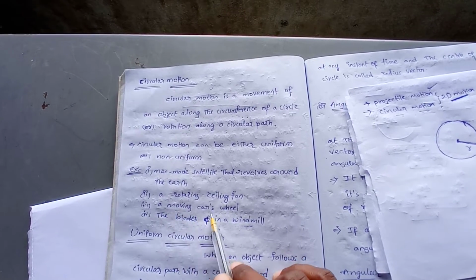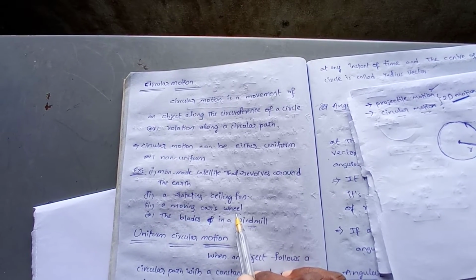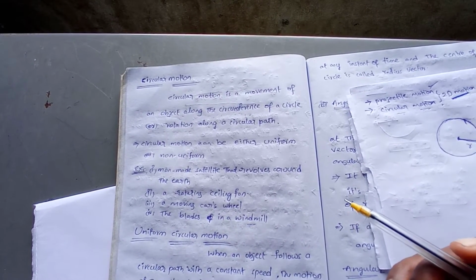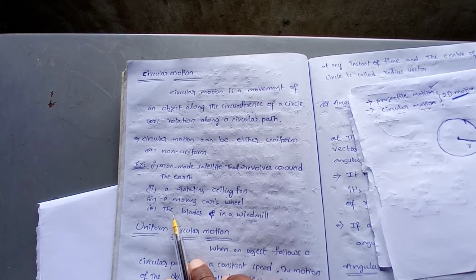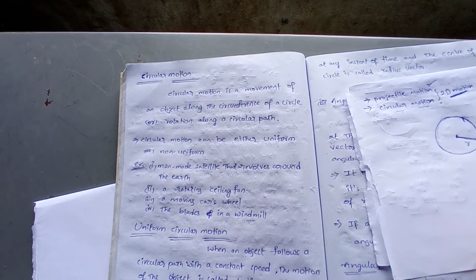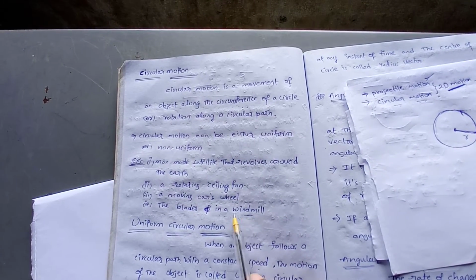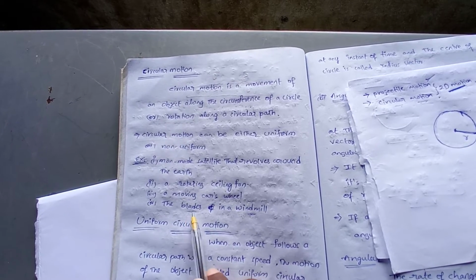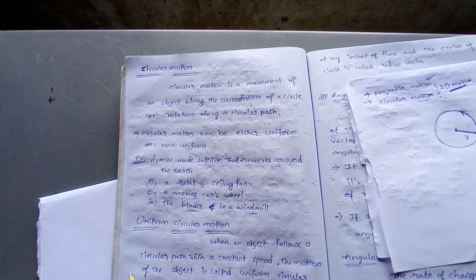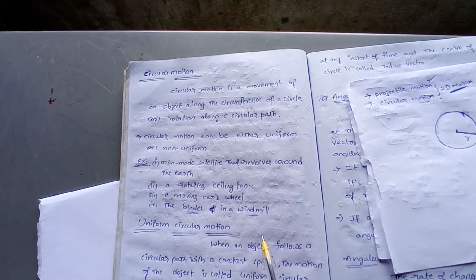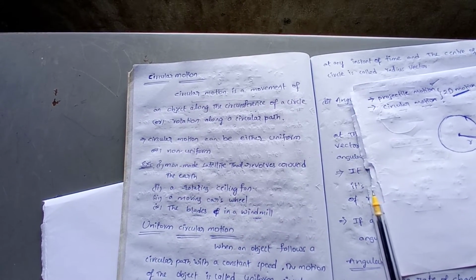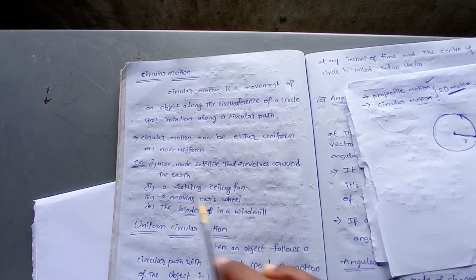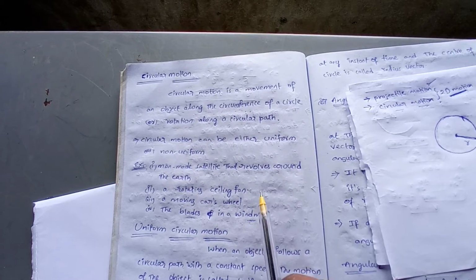The third one is a moving car's wheel. A car's wheel performs circular motion. Okay, the last example is the blades in a windmill. So this is also an example of circular motion. The blades perform circular motion. By using this windmill we can produce electricity. Okay, these are the examples. We have so many examples, but we have taken some examples here.